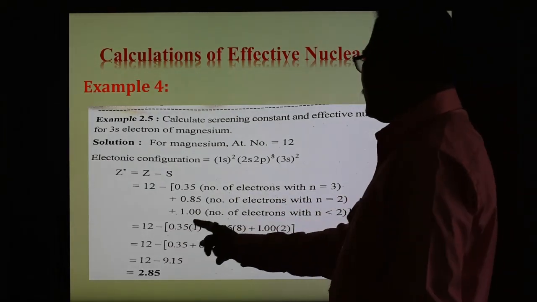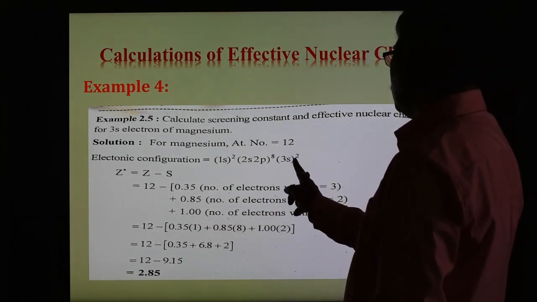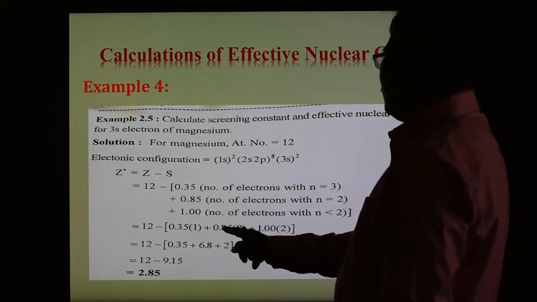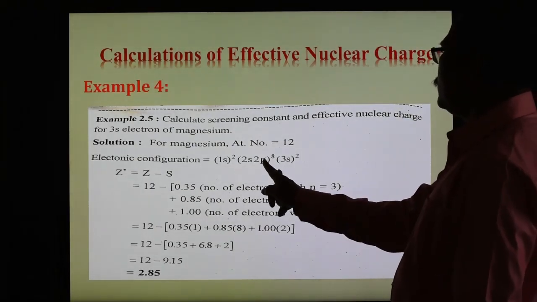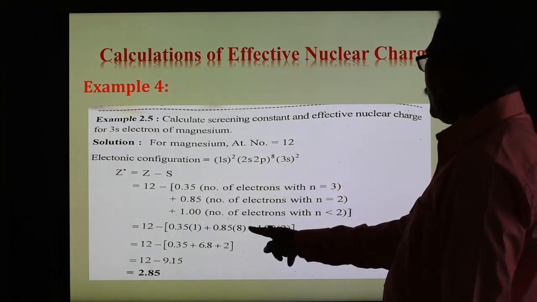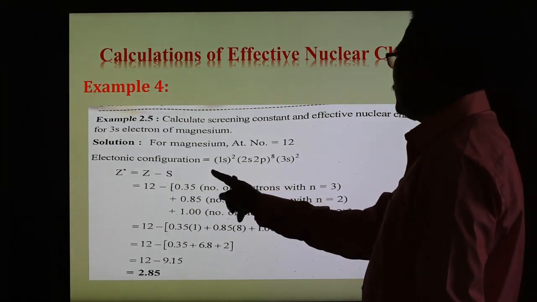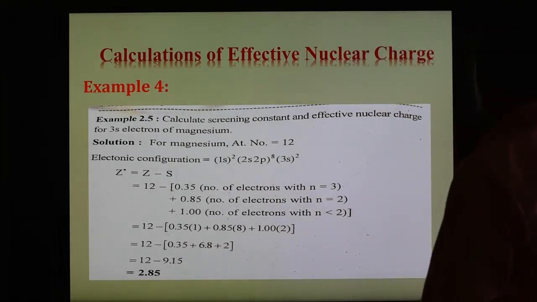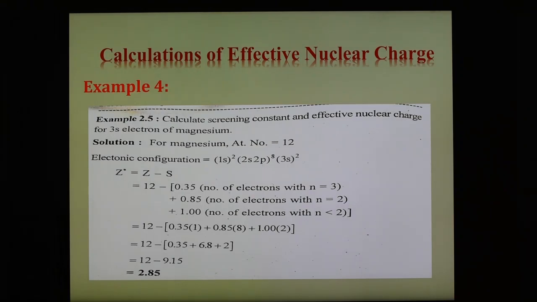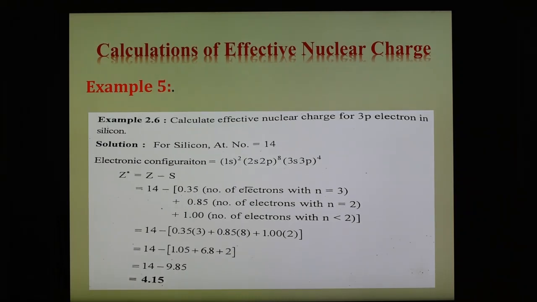So here 12 minus 0.35 into 1 electron. Out of these 2, 1 we can take here. And then for n minus 1, 0.85 into 8, since n minus 1 is 2s2p8. 1 into the number of electrons less than n minus 1, that is n minus 2 or less. 2 electrons are here. After the calculation, the answer is 2.85 for the effective nuclear charge. So these are the rules suggested by Slater, and the screening constant can be calculated by using them. The effective nuclear charge for that element can then be calculated.